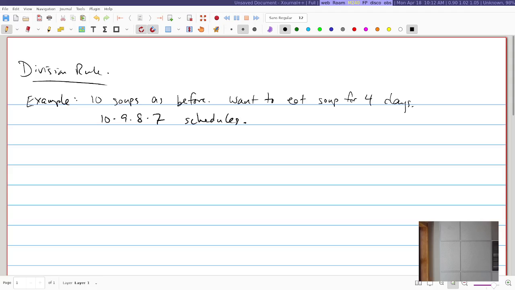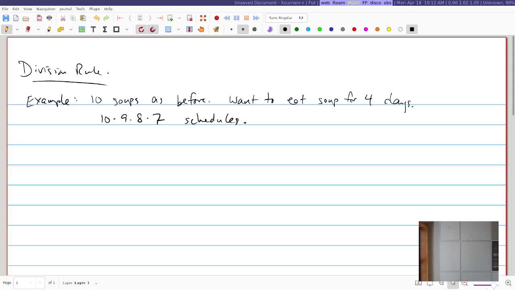Okay, but what if the only thing I really care about is which 4 soups I'm going to eat? I don't actually care about which I eat on which day. Let's just say I have 10. Maybe I'm going on a 4-day trip, and I have 10 cans of soup, and I just want to pick 4 to take with me on my trip. And I don't really care. Each day of my trip, I'm just going to get them out and eat whichever one looks the best. It doesn't matter.